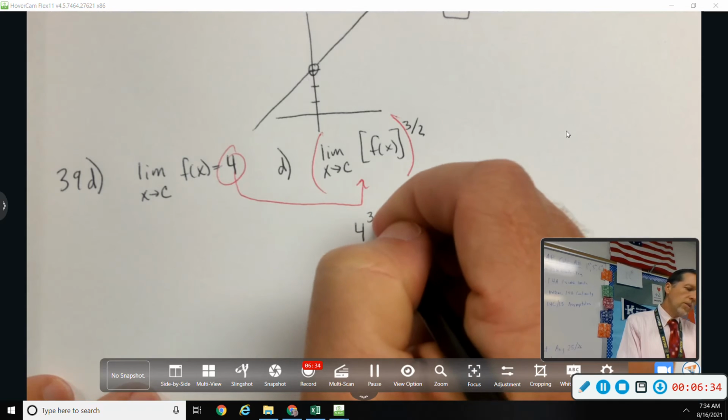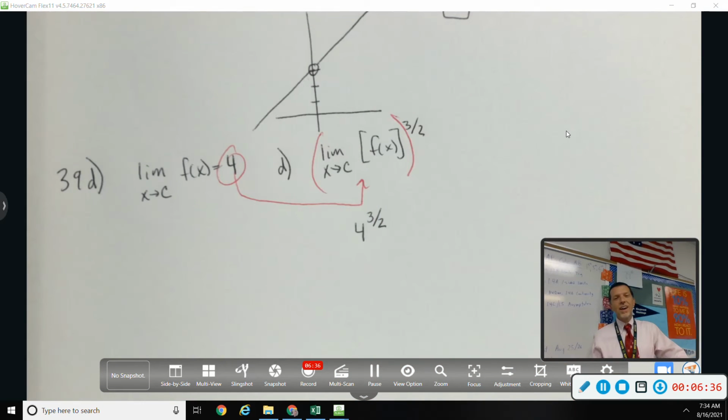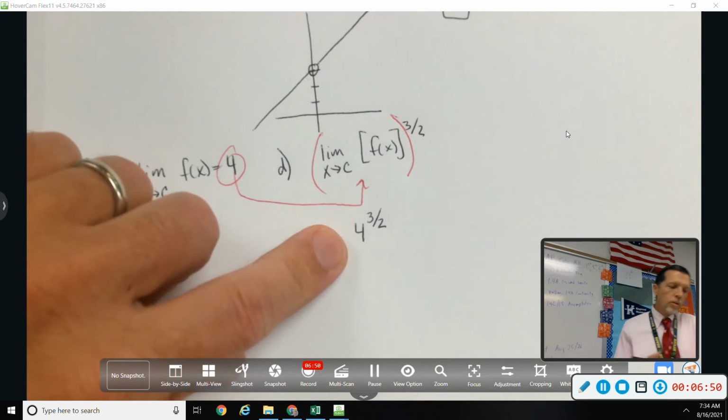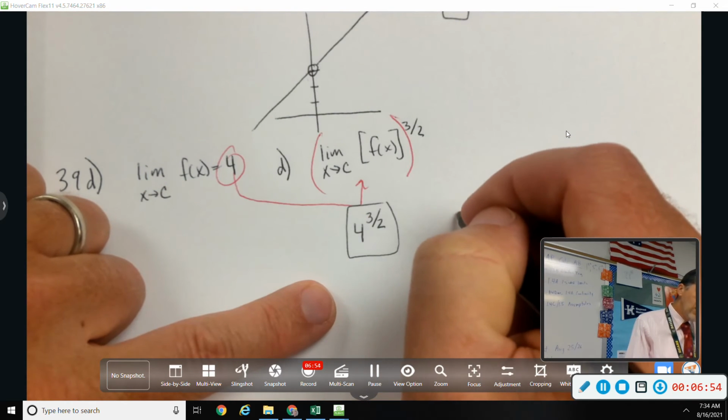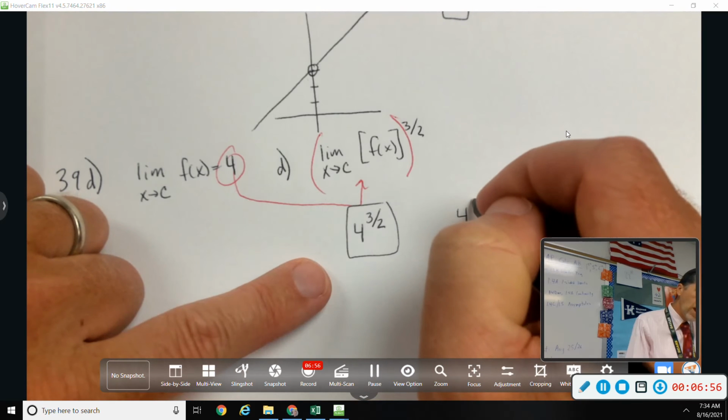So 4 to the 3/2. And safe stop, you could leave that alone and be good. I guess the problem with safe stops is it doesn't help you on multiple choice. On multiple choice, we're always going to carry it to the final answer. So 4 to 3/2 is an acceptable answer, but on a multiple choice test, you would have to remember what 4 to the 3/2 means.